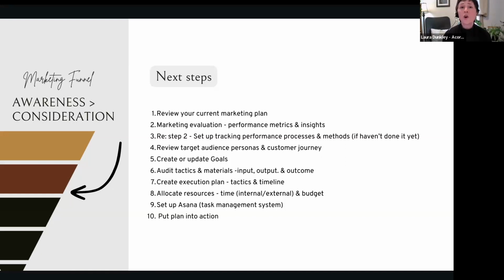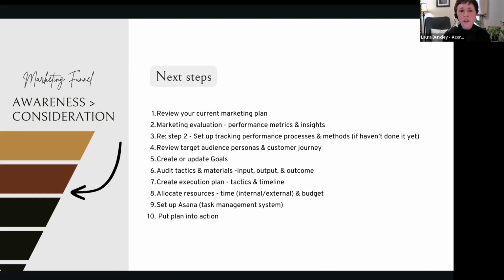Then go back and review your target audience personas and the customer journey. Where are the gaps? Who are they? What are their motivators? Have they changed since you last revisited? And then how are they going? What are those touch points? Where are they going through that journey? And do a bit of an internal workshop, find someone to be accountable to, or hire someone. That is a really important piece to revisit.